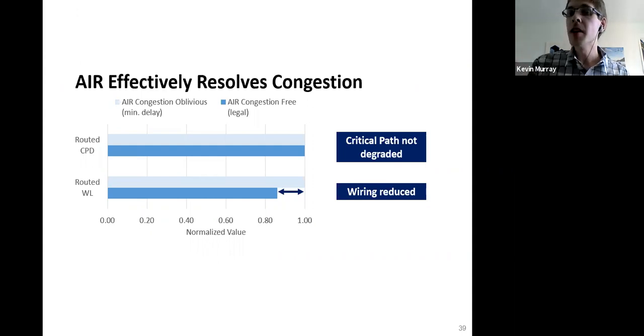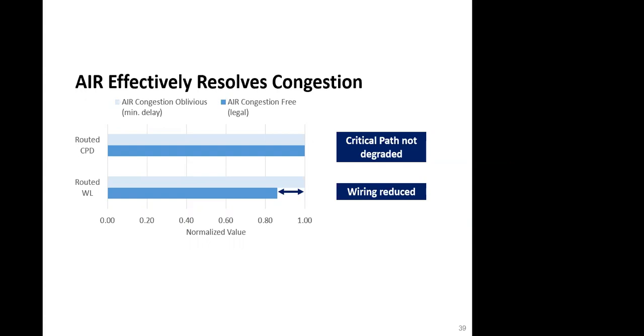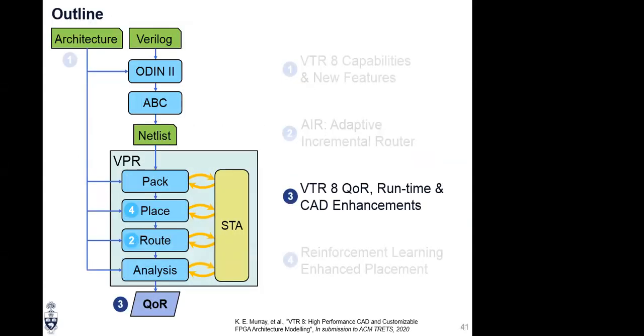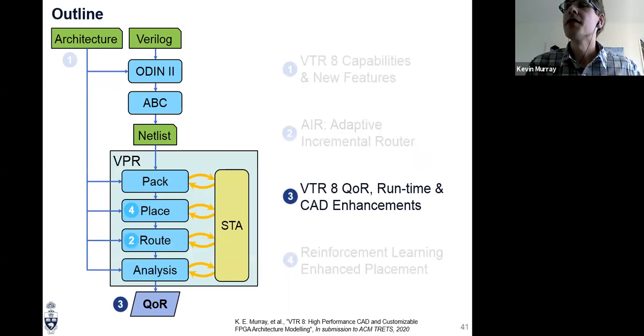So given VPR's placement, there is no difference between that lower bound delay and the final critical path delay that AIR achieves. So that tells us that given the placement, AIR is able to match the critical path delay that is possible for that placement, even when it's produced a fully legal routing solution. Got it, thanks. Okay, other questions?